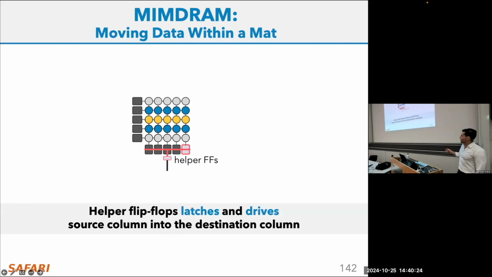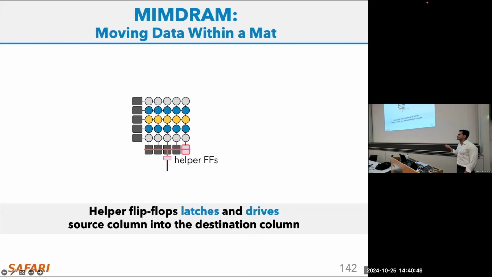Another property that we have is that the driving strength of this helper flip-flop here, by design, is higher than the driving strength of this local sense amplifier here. So this allows us to copy the data from this helper flip-flop to the local sense amplifier by just changing the column address. Cool.